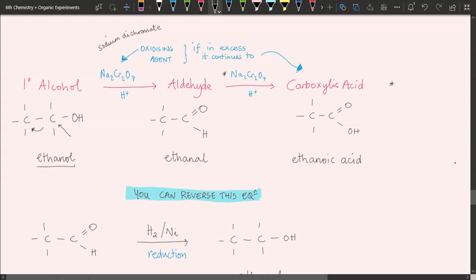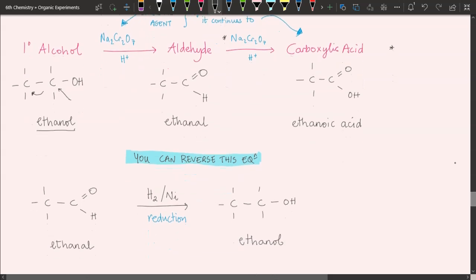If your oxidizing agent is limited, then you're not going to get the carboxylic acid, you're going to produce the aldehyde. That's the difference with excess. The carboxylic acid produced is ethanoic acid. Again, all 2 carbon. You can reverse that equation, of course. If you start with the aldehyde, you can go backwards. If you're oxidizing in one direction, then in reverse you're doing reduction. The reducing agent in this case is hydrogen gas, with a nickel catalyst, and when you reduce ethanal, you end up producing ethanol.